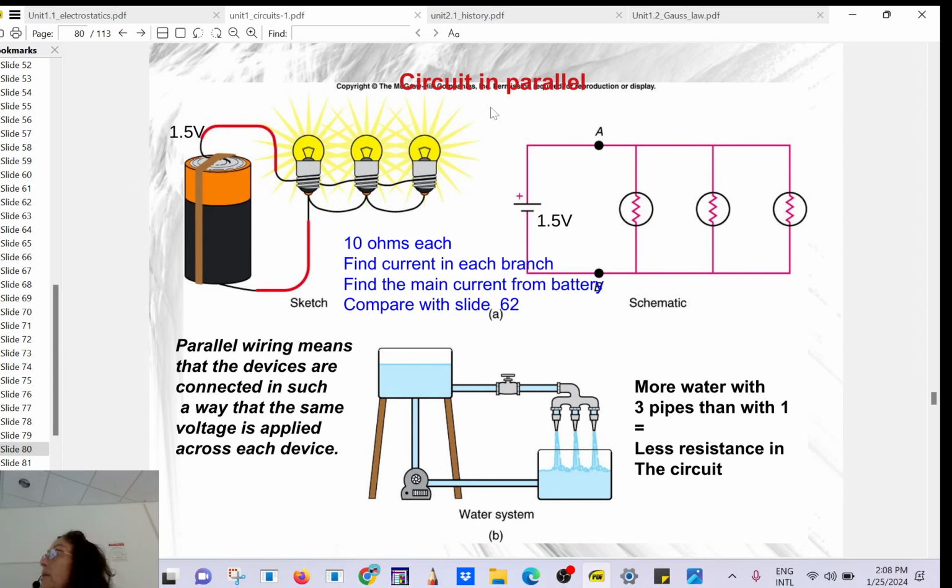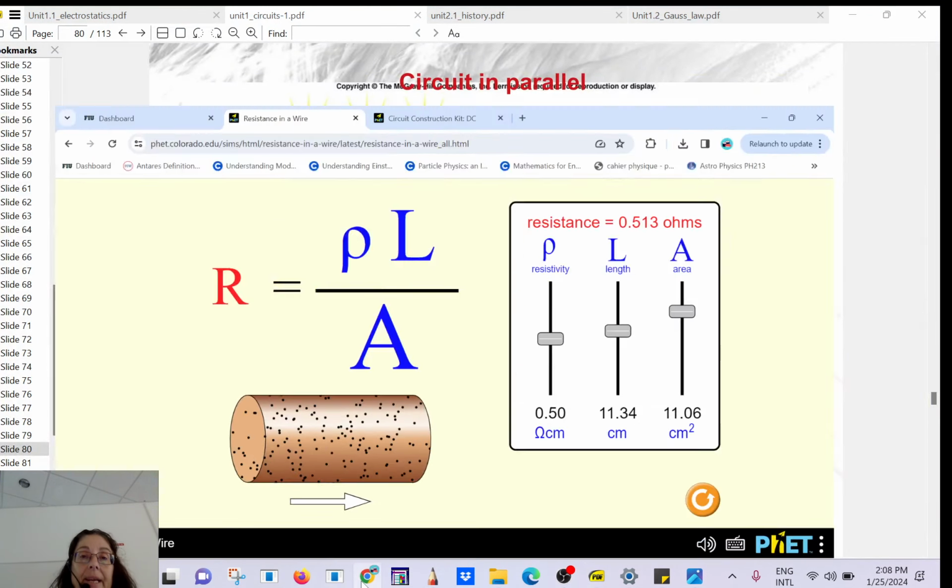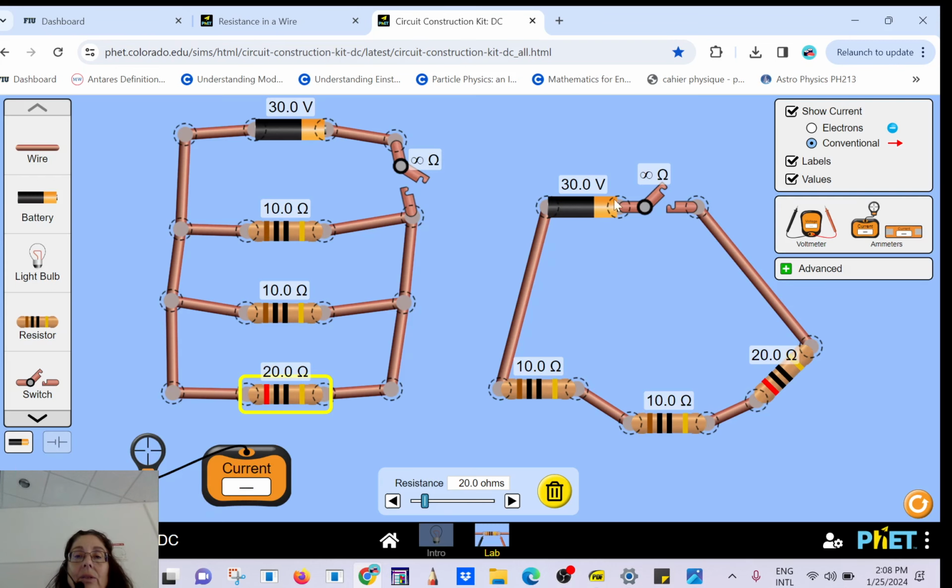Okay, circuit in parallel. I want to show you that. First I'm going to show you the simulation. And so what type of circuit do I have here? What is it called? A circuit in series, right? So it means the loads are following each other.